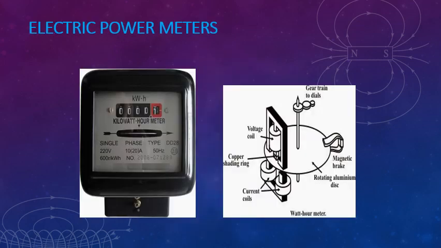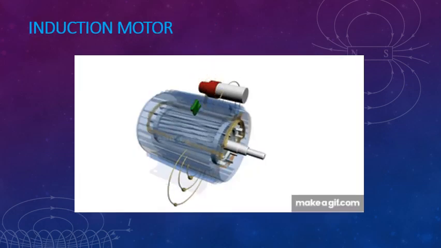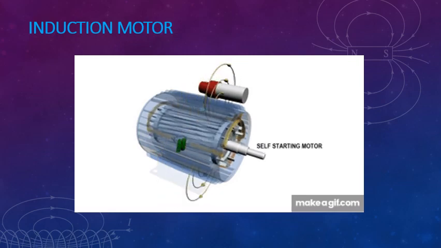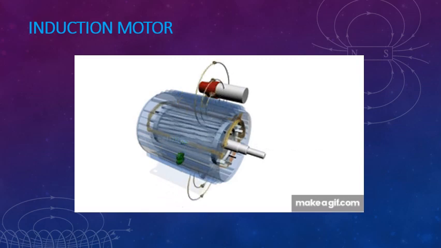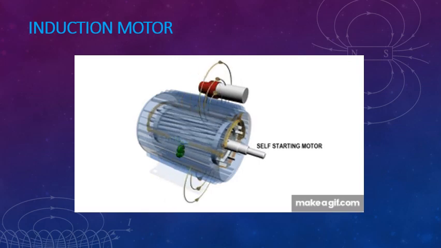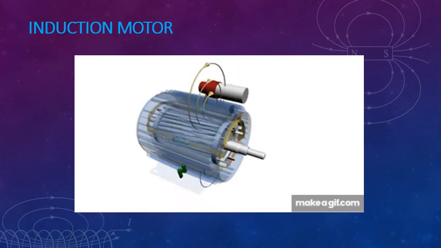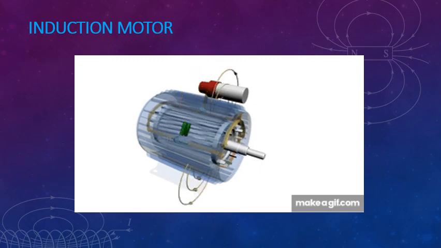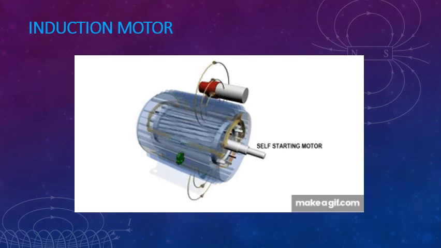The next application is in electric power meters. The meters used to record the consumption of electricity make use of eddy currents. And the last use is in the induction motor. In an induction motor or an AC motor, a rotating magnetic field produces strong eddy currents in a rotor. The rotor starts rotating in the direction of the rotating magnetic field.